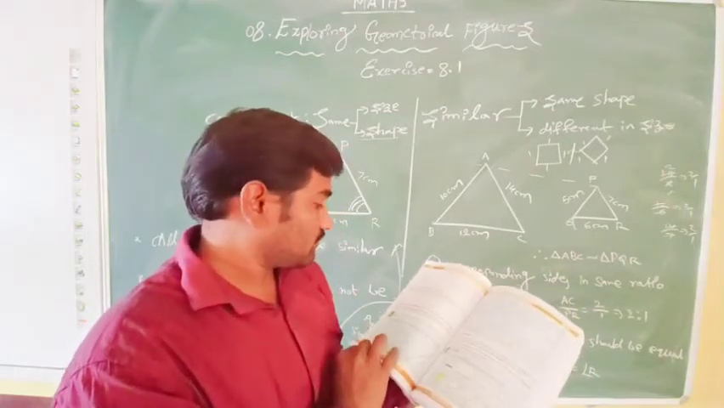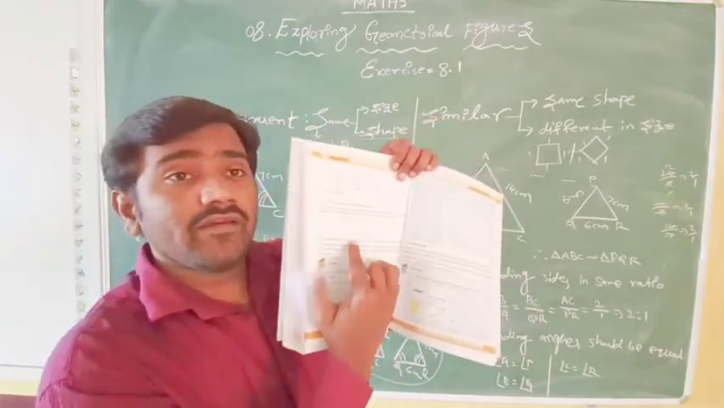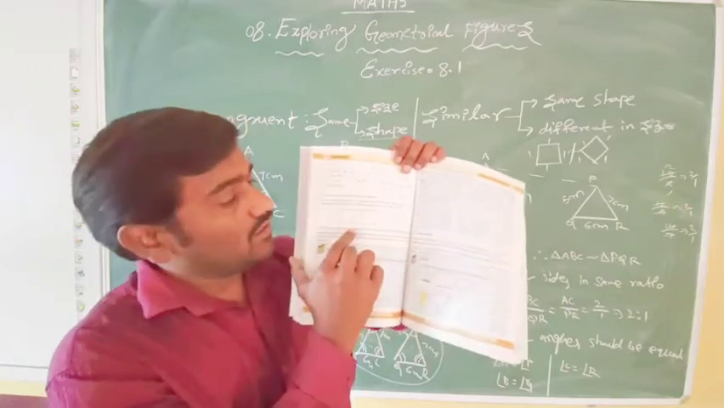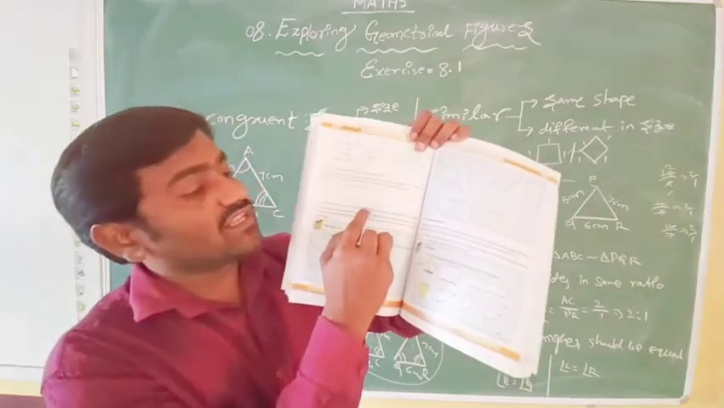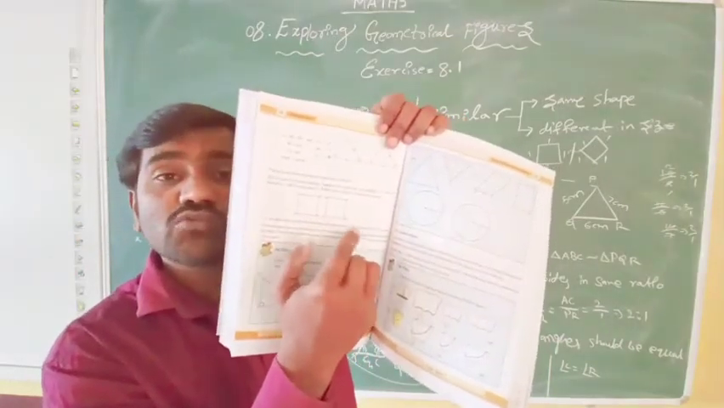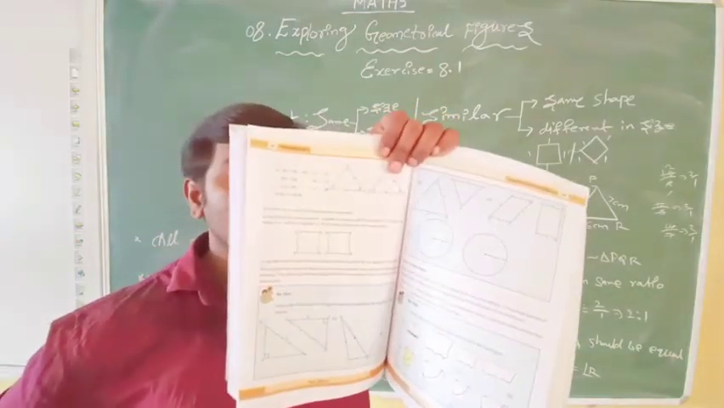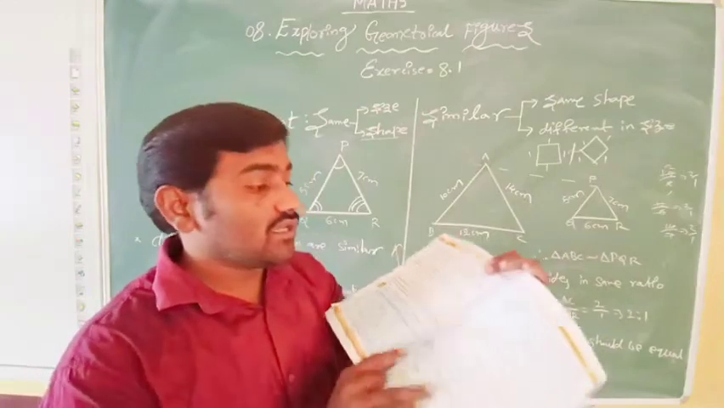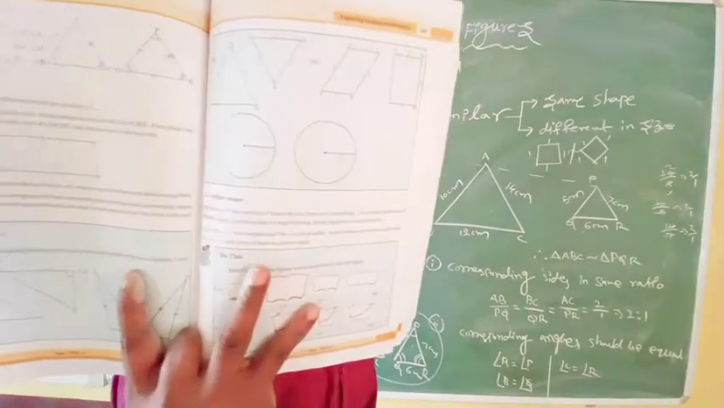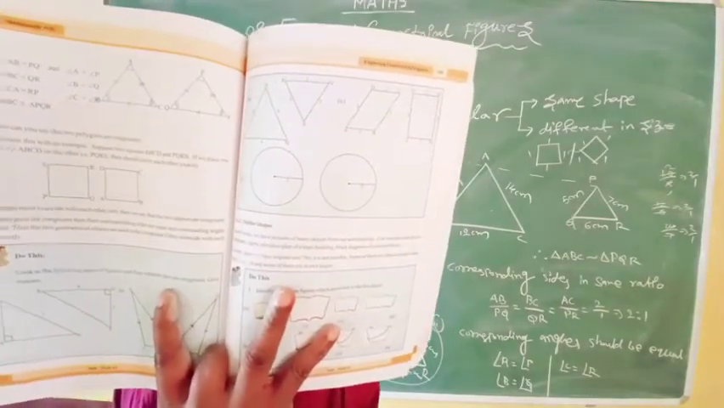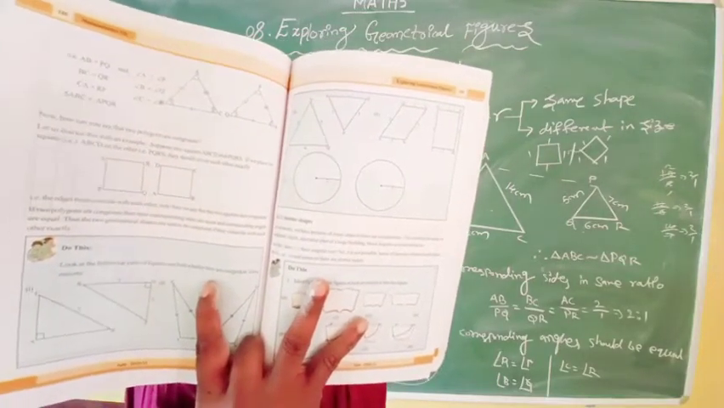And next, two squares are said to be congruent when their sides are equal. Here a square PQRS and another square ABCD. If these two squares have equal length of side, then the two squares are congruent. You can say two circles are congruent when they have equal radius. If they have different radius, they are not considered as congruent.